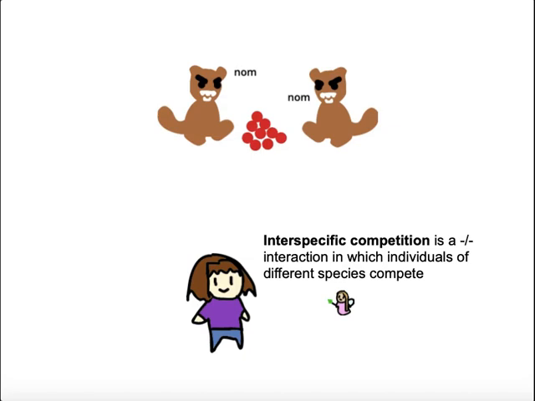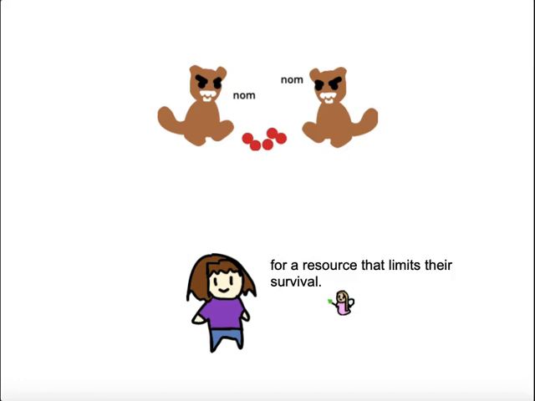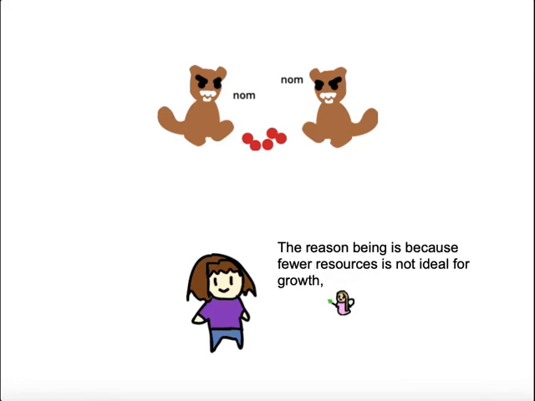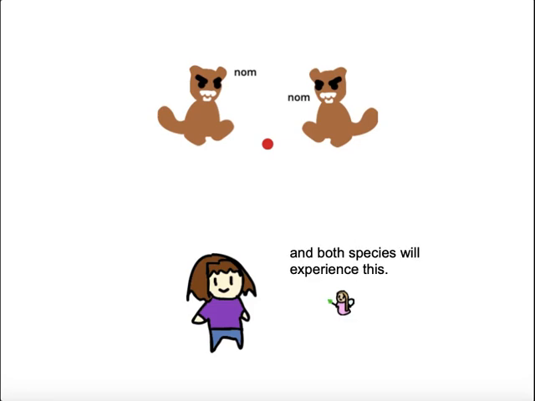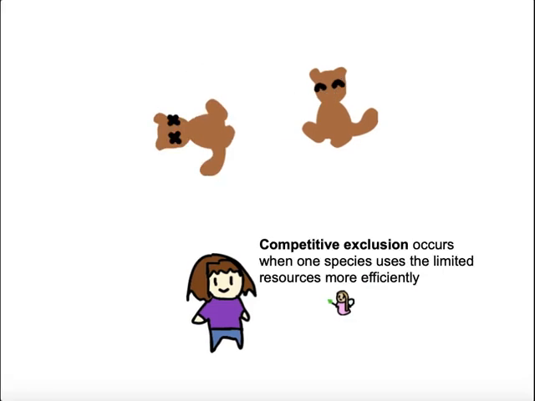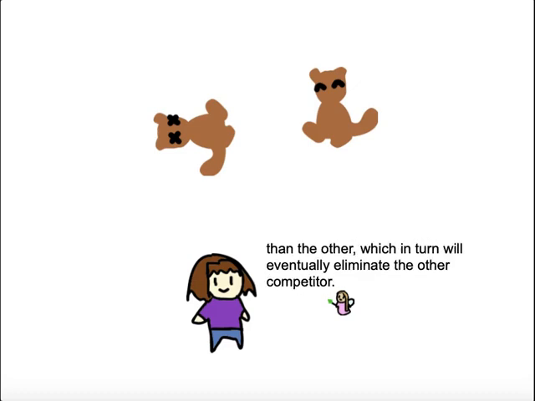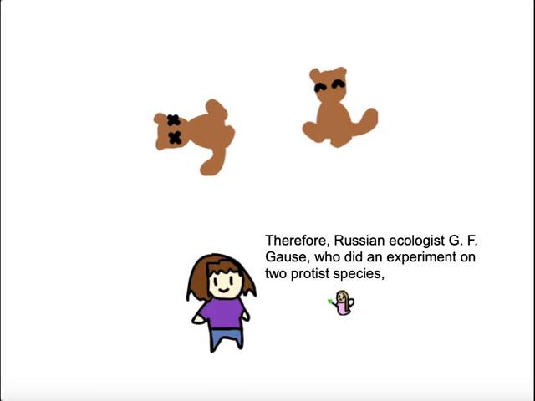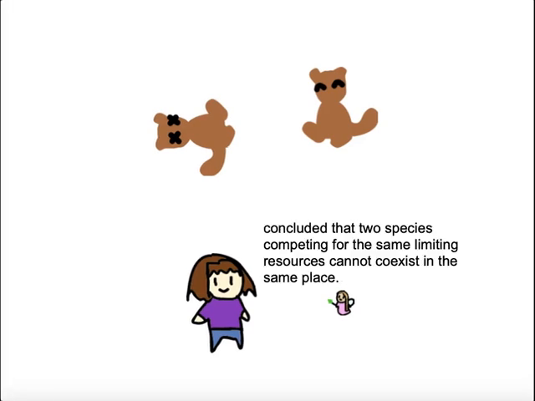Interspecific competition is a minus-minus interaction in which individuals of different species compete for a resource that limits their survival. The reason is that fewer resources is not ideal for growth, and both species will experience this. Competitive exclusion occurs when one species uses the limited resources more efficiently than the other, which in turn will eventually eliminate the other competitor. Therefore, Russian ecologist G.F. Gause, who did an experiment on two protist species, concluded that two species competing for the same limiting resources cannot coexist in the same place.